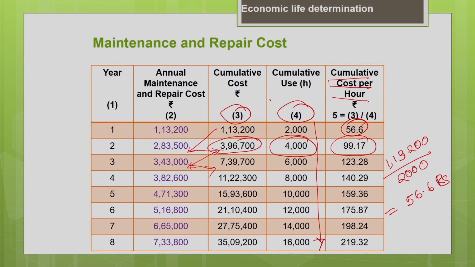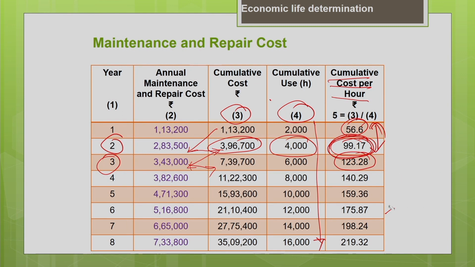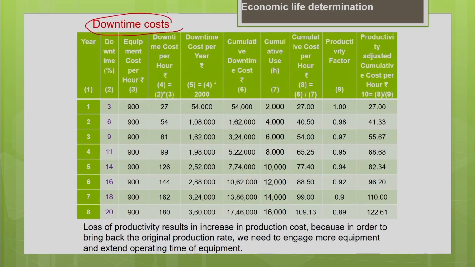So, if you are going to hold your machine for 2 years, the cumulative repair and maintenance cost will be 99.17 per hour for the past 2 years. Similarly, if you are going to hold it for 3 years, your cumulative repair and maintenance will be 123.28 rupees per hour for the past 3 years. So, that is why we are calculating on the cumulative basis. And you can clearly see that your maintenance and the repair cost is increasing as the age of the machine increases. Now, we are going to calculate the downtime cost of the machine.